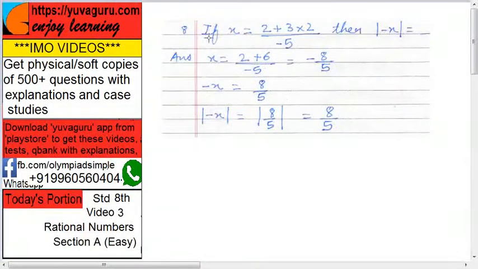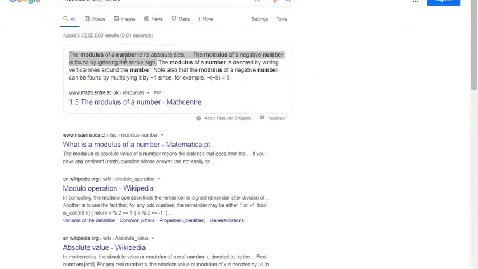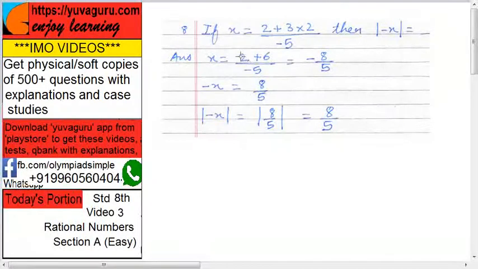Next, if x equals 2 plus 3 into 2 upon minus 5, then mod of minus x equals to. Modulus of any number means its absolute size. The modulus of a negative number is found by ignoring the minus sign. First solve x equals 2 plus 6 upon minus 5, so minus 8 by 5.